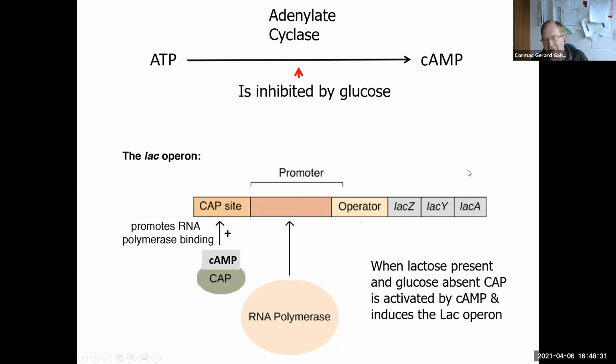Okay, so this is what they worked out when they looked at the LAC operon. This allows the preferential use of glucose, and then when glucose is utilized, cyclic AMP increases binding to CAP, and you get an increase in expression. Okay, just check the time.